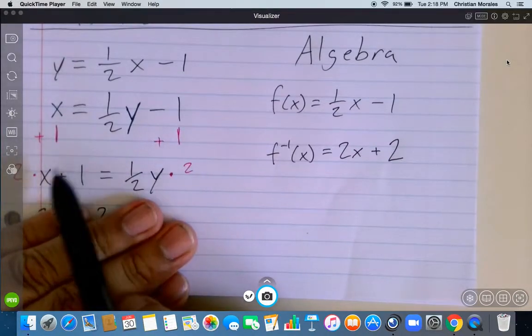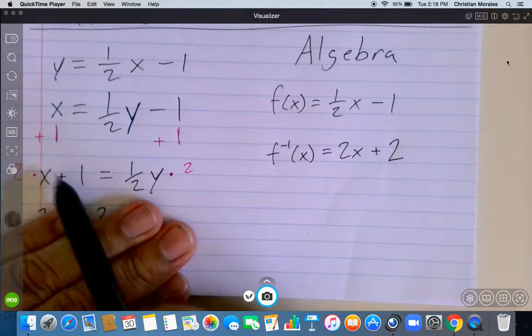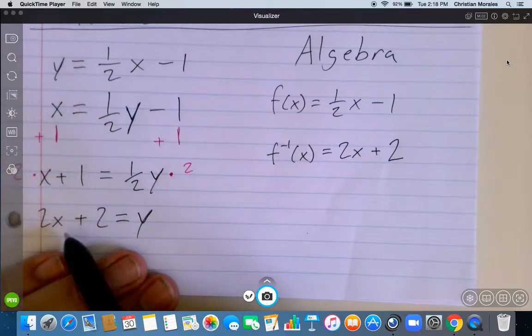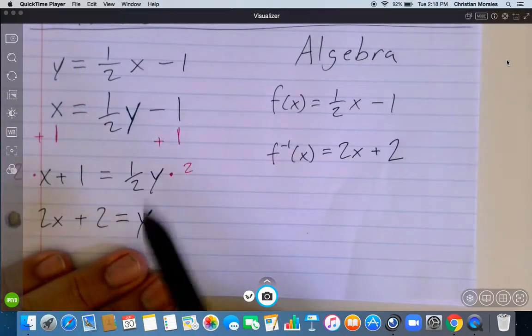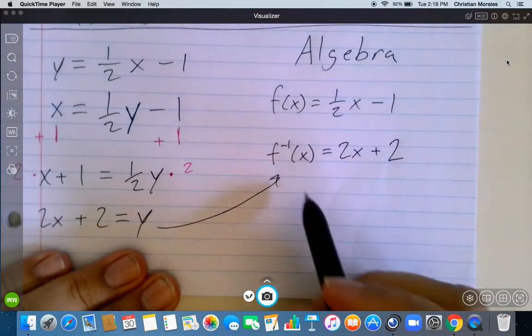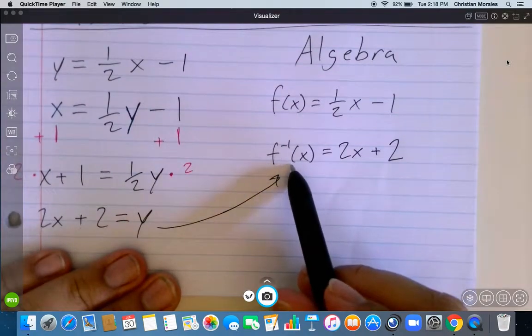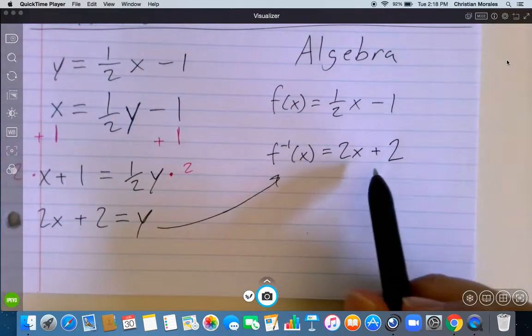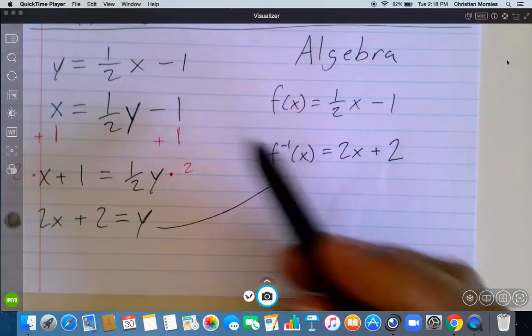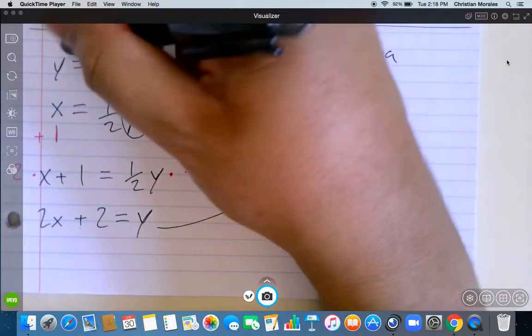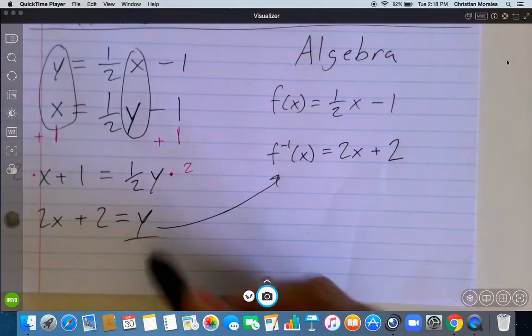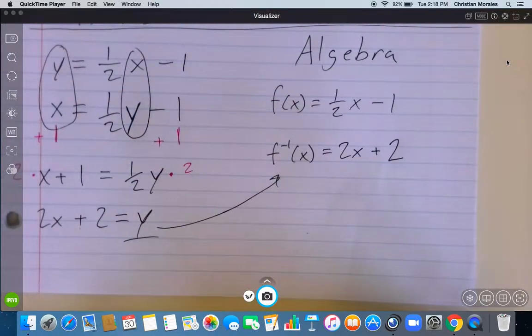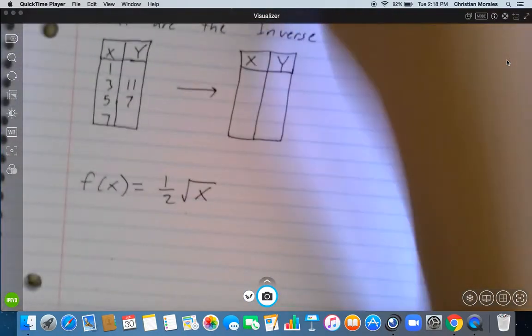Whatever you do to one side, you got to do the other. Multiply this by 2. But you have to distribute, and you end up with this. And now the y is by itself. So your new function, your inverse function, is 2x plus 2. So what do you do? You replace the x and y. You flip them. And then you solve for y again. And that will give you the inverse function. So let's do some examples.